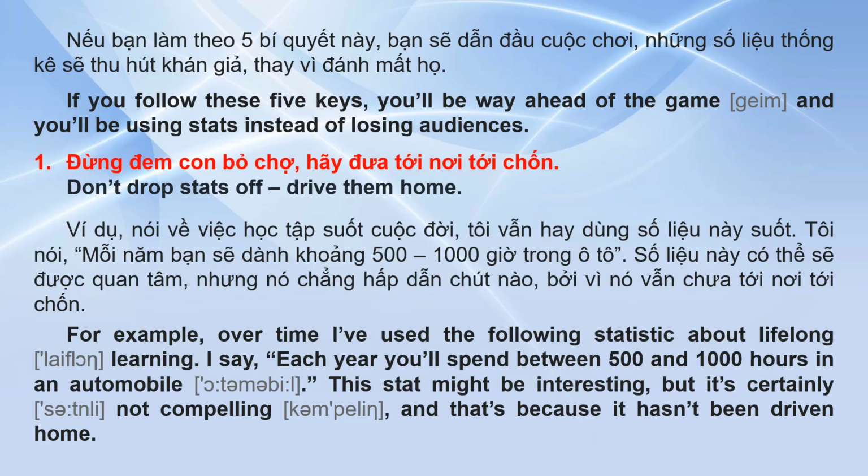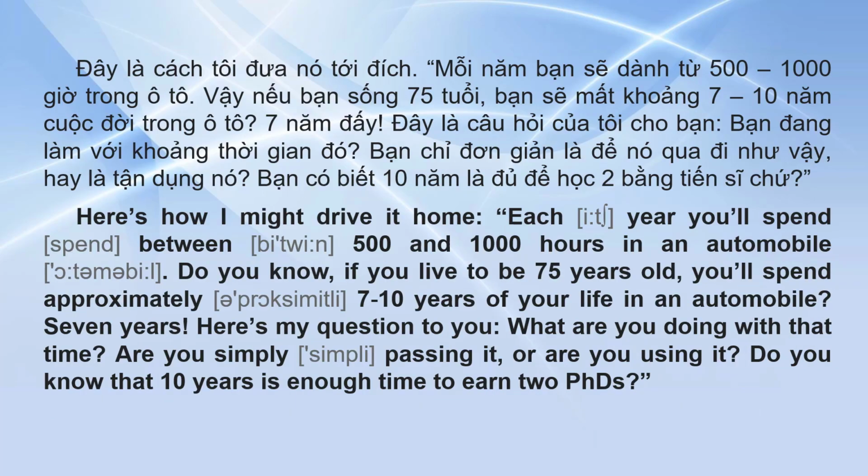This stat might be interesting, but it's certainly not compelling. And that's because it hasn't been driven home. So here's how I might drive it home. Each year you'll spend between 500 and 1,000 hours in an automobile. Do you know if you live to be 75 years old, you'll spend approximately 7 to 10 years of your life in an automobile? 7 years!